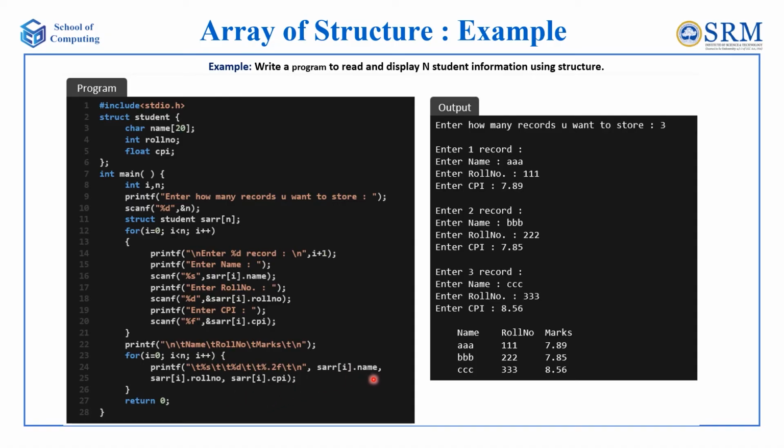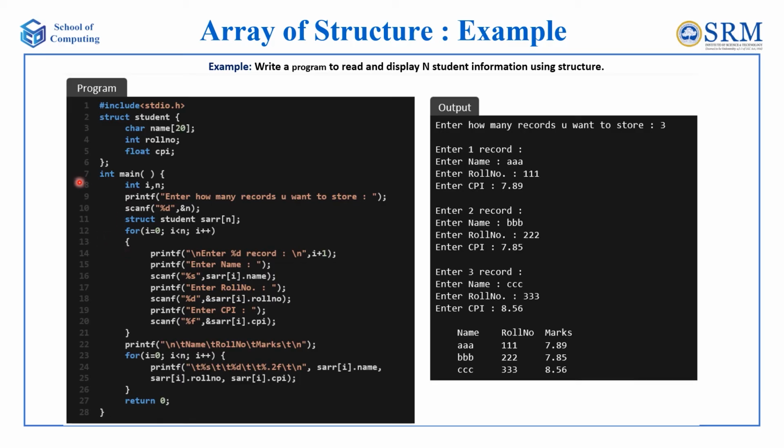So I'm using a printf statement to print the name, roll number, and CPI. So hope you all remember that when I have to print or get the input for any of the members of the structure, then the structure member can be accessed by using the structure variable. So as the structure variable is an array, SARR of i dot name will help you to access the structure member name.